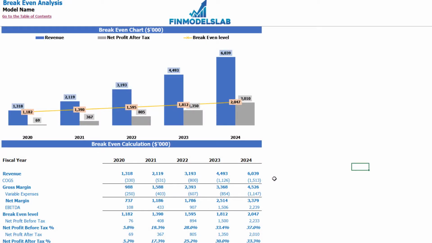On the break-even tab you may find the calculation of the revenue break-even level and the break-even chart. For this particular use case you may find that your revenue break-even level is less than the actual revenue. This means that the company is profitable.